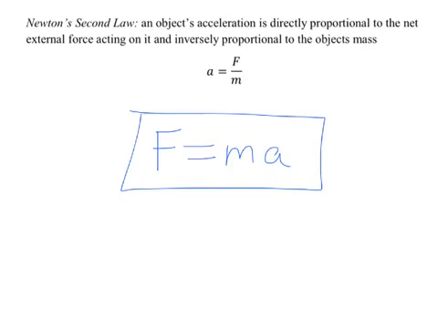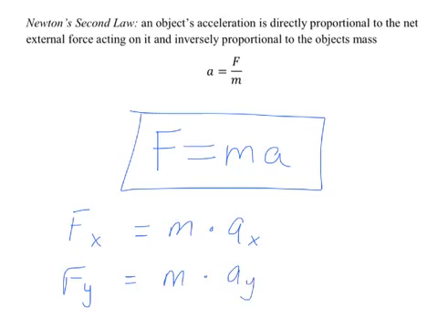Please remember that this is a vector law, so this applies in direction. So we could say Fx equals the mass times the acceleration in the x, and Fy equals the mass times the acceleration in the y. And we're going to have to split up our directions to solve the problems at hand.